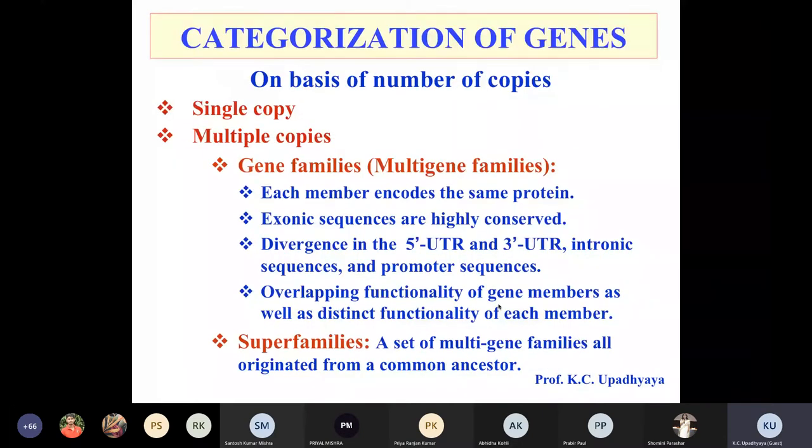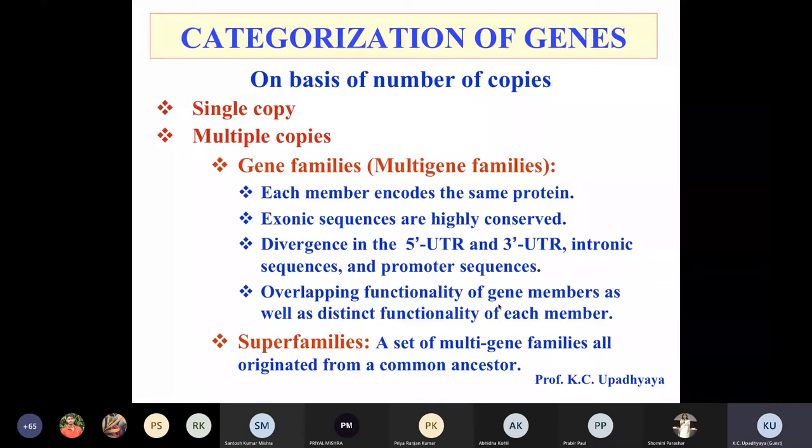Okay, let's come back to number of copies. We said already, single copy. In the prokaryotic systems, most of the genes are single copy genes. In eukaryotic systems, of course there are a sizable number of genes which are single copy or unique sequences, but the majority of sequences are multiple copy, present multiple times in the genome. And there's one classification we call gene families or multi-gene families. What it means is that each member of a multi-gene family, each gene member, encodes the same protein.